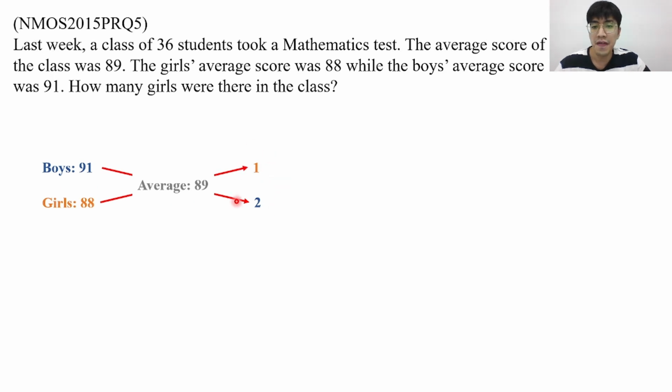And given that there are 36 students in total, how do I figure out the number of girls? We simply take 36 divided by 3 units, the sum of 1 and 2, and multiply with 2 to get the number of girls, which is 24. Simple as that. Just one step and we can get the answer.